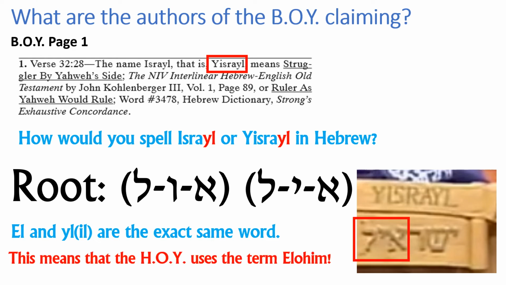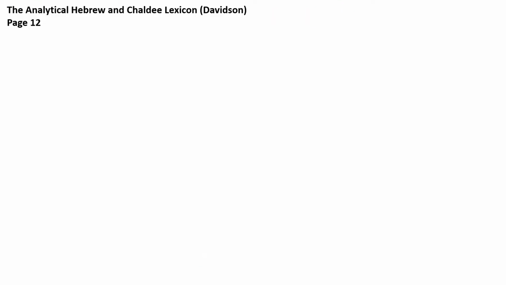So this means that the authors of the BOY are using the term Elohim, and that they have no problem with it, even though on the same side of it, they claim that it's a pagan term. They claim El is a pagan term, they claim Elohim is a pagan term, but they're using it. They're just simply pulling the wool over people's eyes because they know that the people who would buy this book don't read Hebrew and would never check into something like this. So how do you know that I'm telling the truth on this?